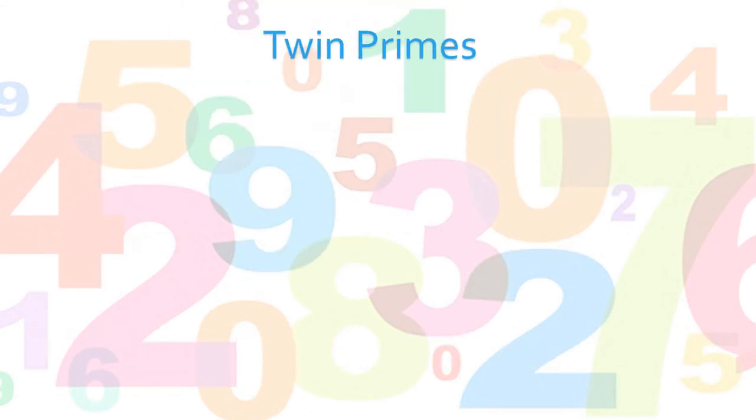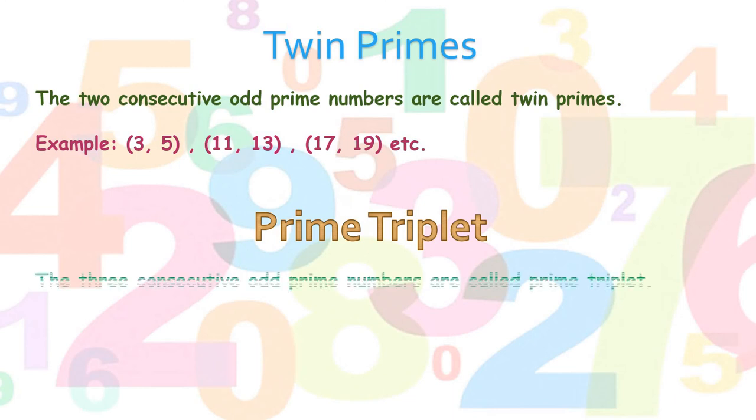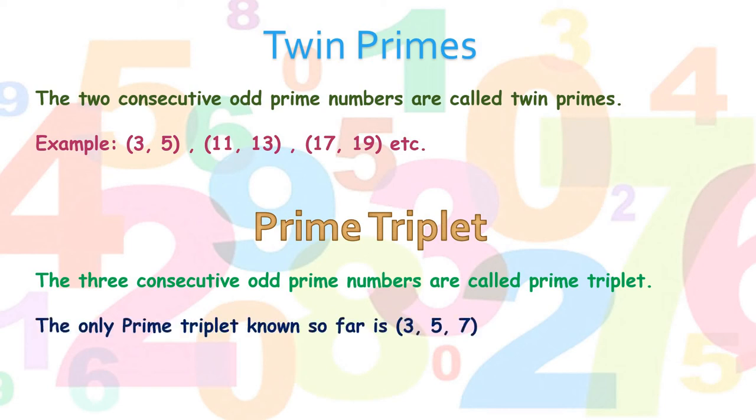Twin primes. The 2 consecutive odd prime numbers are called twin primes. Example 3, 5, 11, 13, 17, 19, 71, 73. So these are twin prime numbers. Prime triplet. The three consecutive odd prime numbers are called prime triplet, and the only prime triplet known so far is 3, 5 and 7.